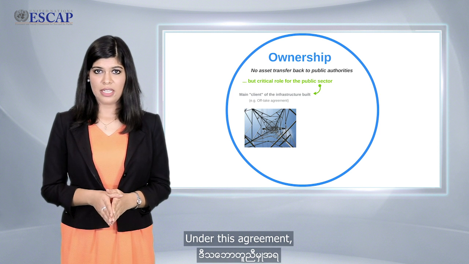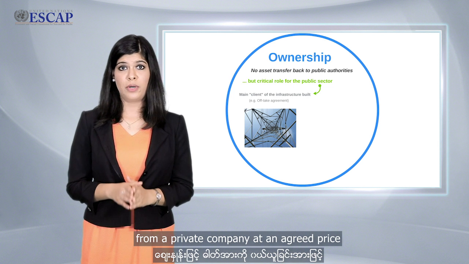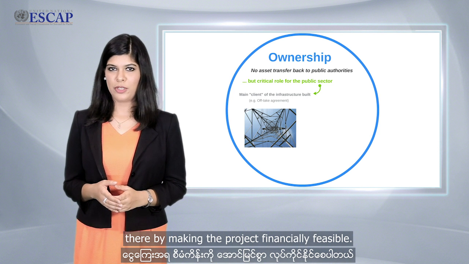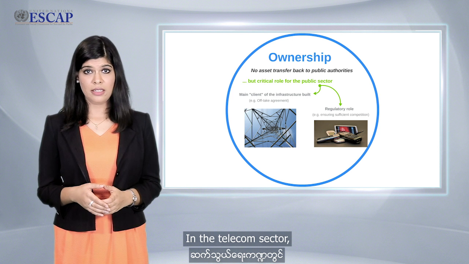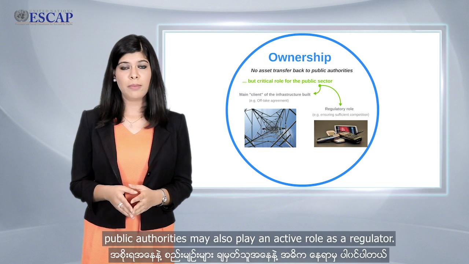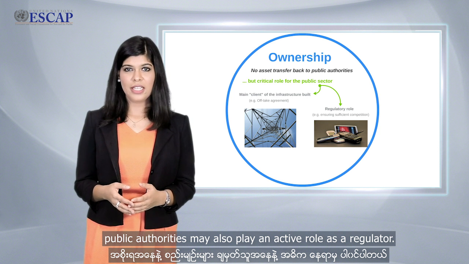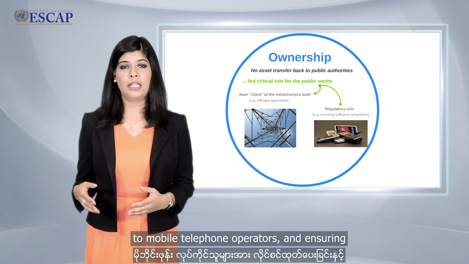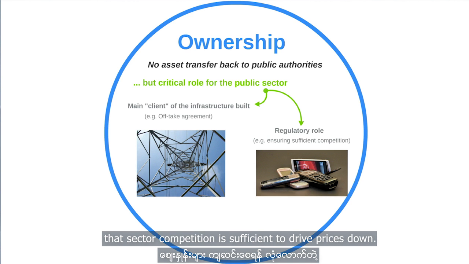Under this agreement, the public entity takes the commitment to buy electricity from a private company at an agreed price, thereby making the project financially feasible. In the telecom sector, although investments are made by private companies, public authorities may also play an active role as a regulator. Such regulatory participation includes granting licenses to mobile telephone operators and ensuring that sector competition is sufficient to drive prices down.